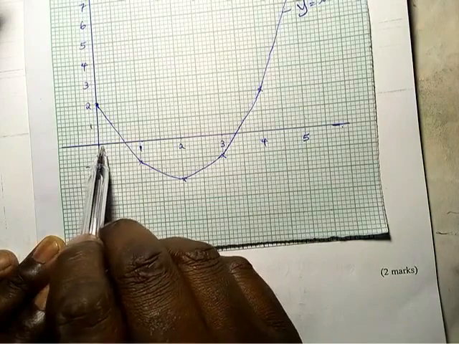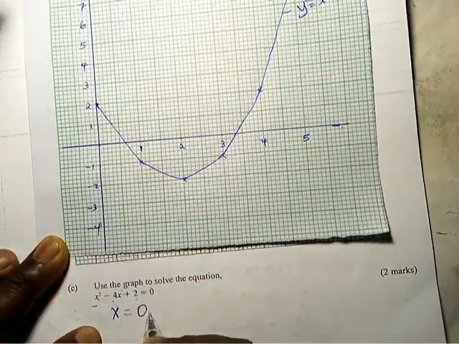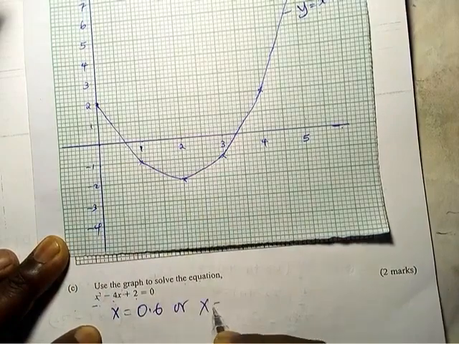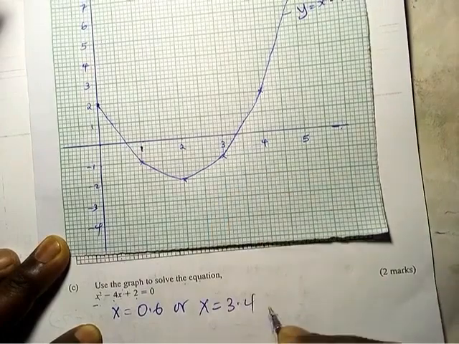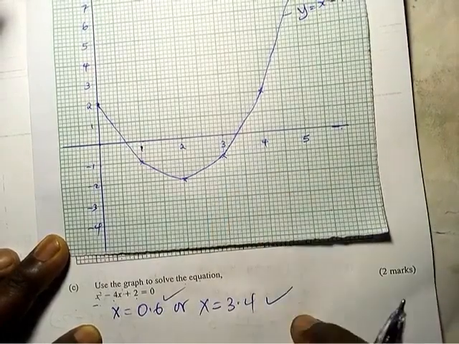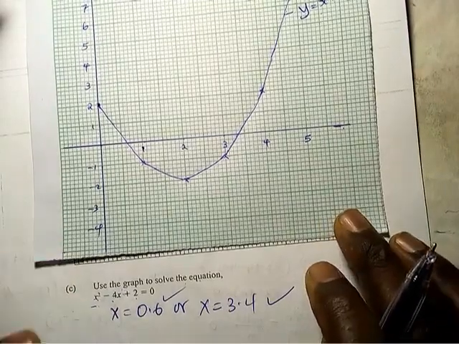So x is, this is 0.5, 0.6. So x is equal to 0.6 or x is equal to 3.1234, 3.4. And that is how you solve this using the graph, the equation of that line.